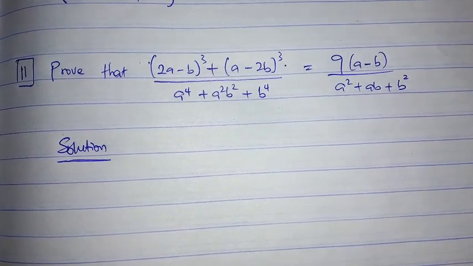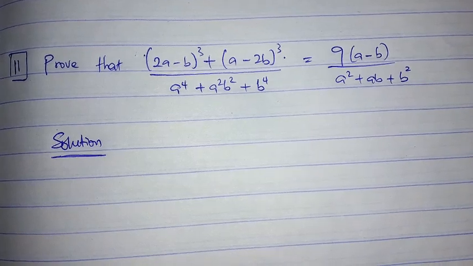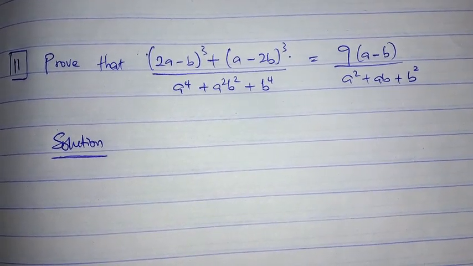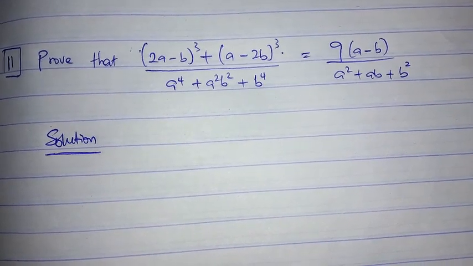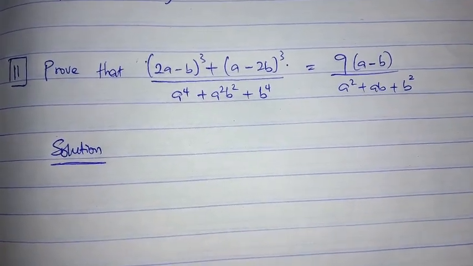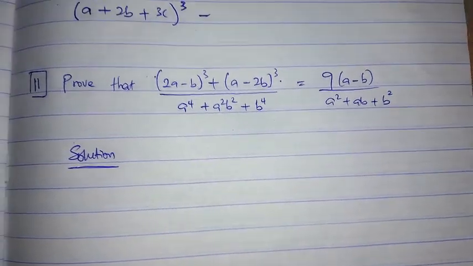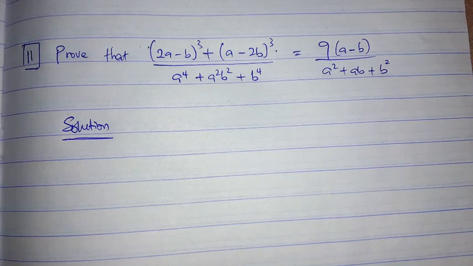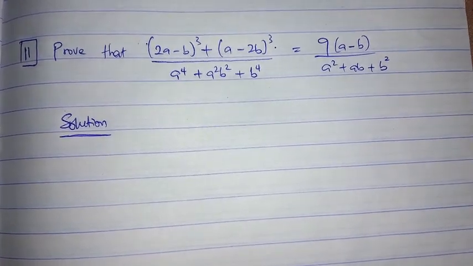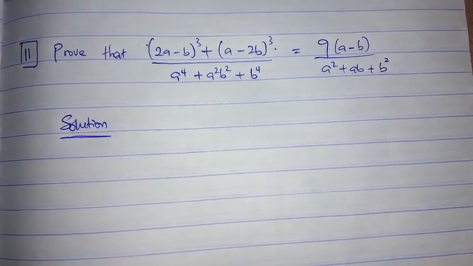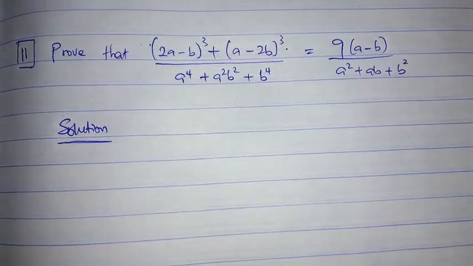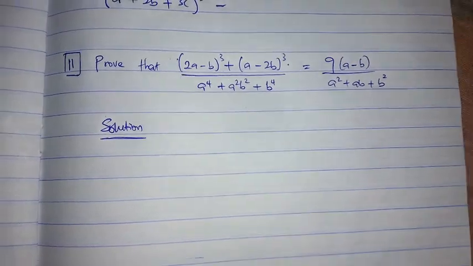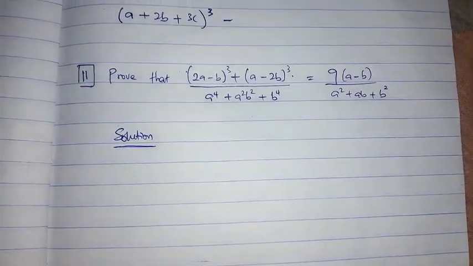Prove that ((2a minus b) all raised power 3 plus (a minus 2b) all raised power 3) all over (a raised power 4 plus a squared b squared plus b raised power 4) equals 9 into (a minus b) over (a squared plus ab plus b squared). Now looking at this question 11, this is episode 5 relatively of assignment past questions of Lasustech. So let's go straight into the solution.